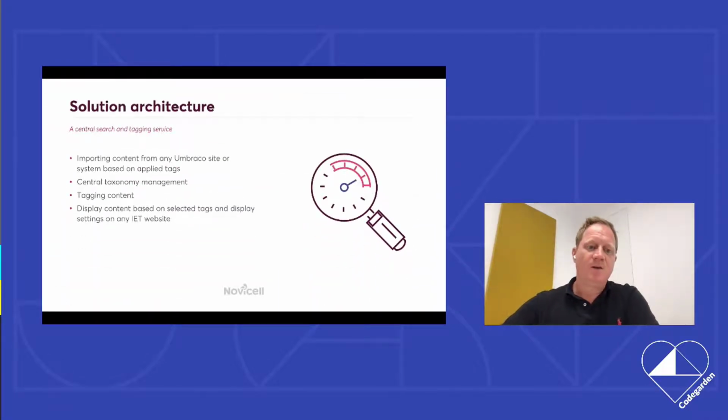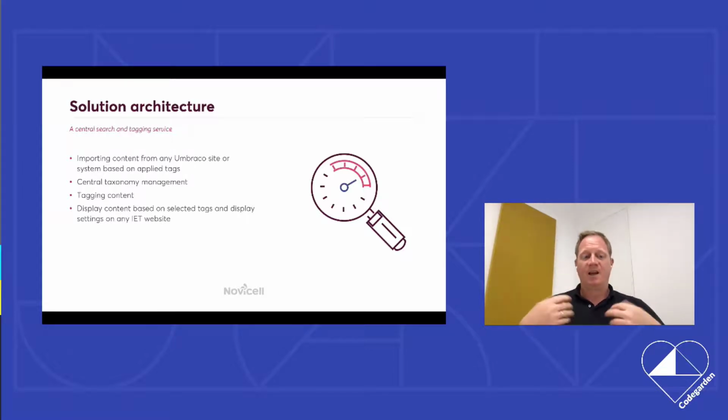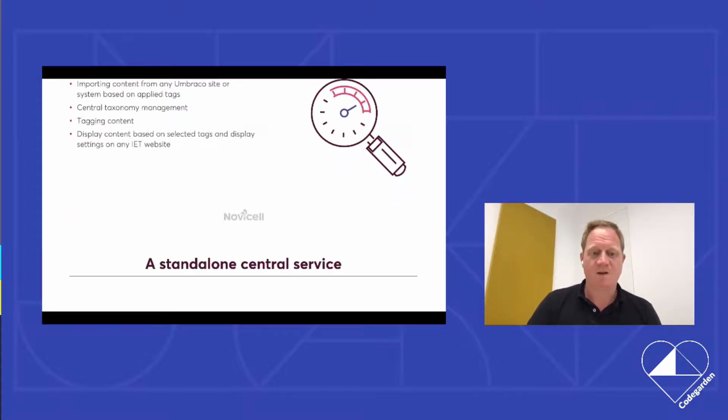So we need a central search service to hold all of this information. It needs to be importing content from any Umbraco site or system based on applied tags. So that means that we can include any external source. It needs to be able to hold that central taxonomy management. It needs to be able to tag content, and it needs to be able to search content for the displays that I just showed you.